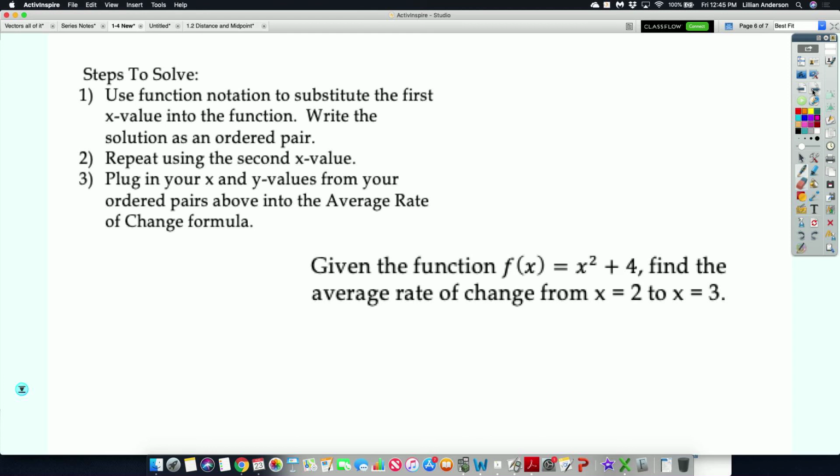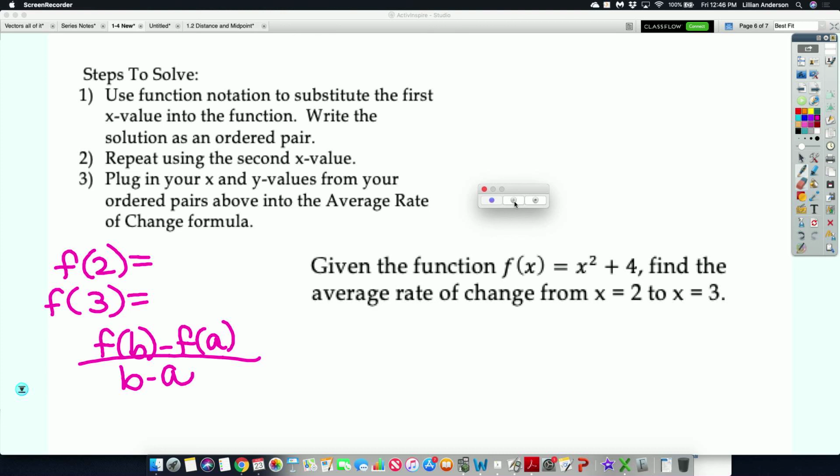So what we did yesterday, we basically have to apply today. All right? And then again, we plug it into our average rate of change formula. So we need to know what f of 2 is, and we need to know what f of 3 is, because those answers are going to be our numerator in the average rate of change formula. Okay? So can you guys do f of 2 and f of 3 for me, please? F of 2. Erica, what you get for f of 2? 8. Larry, what you get for f of 3? 13.